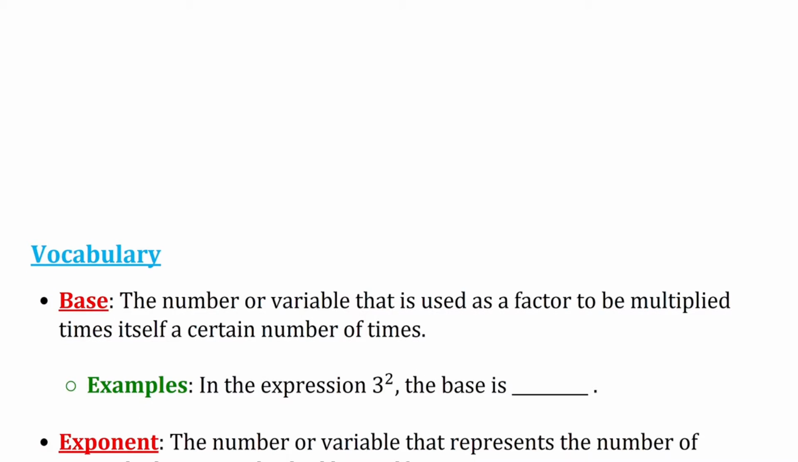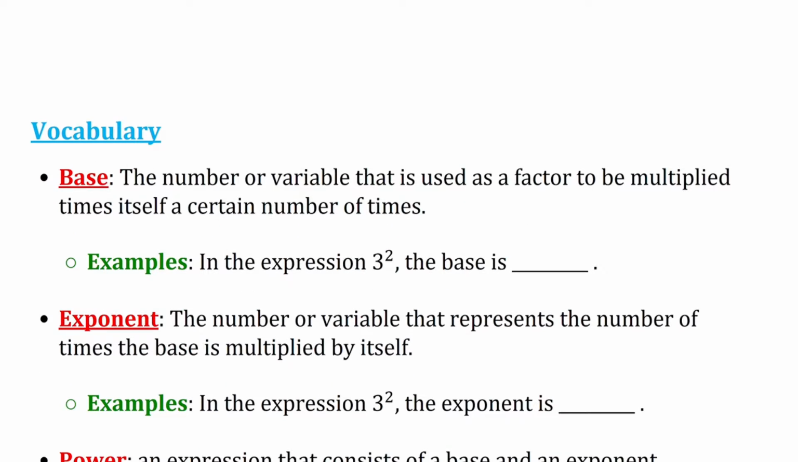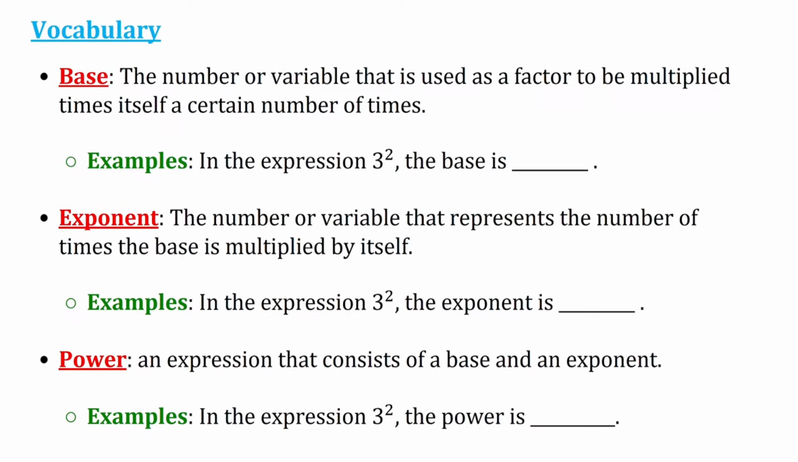Okay, we need to go over a little bit of vocabulary. First, we need to talk about what is a base. A base is the number or variable that is used as a factor to be multiplied times itself a certain number of times. In the example here, in the expression 3 to the second power, the base is, well, it's the 3.